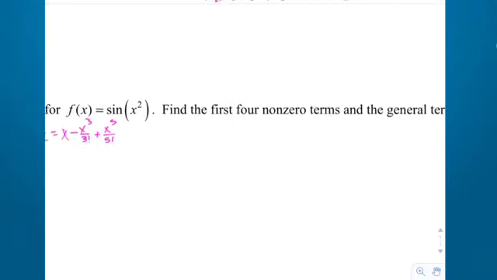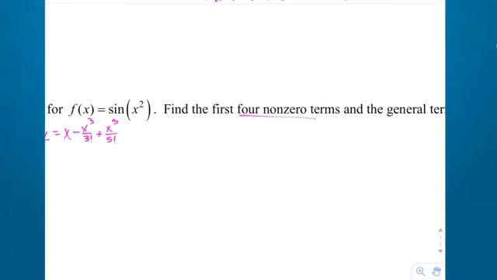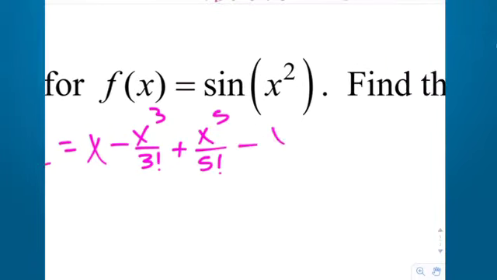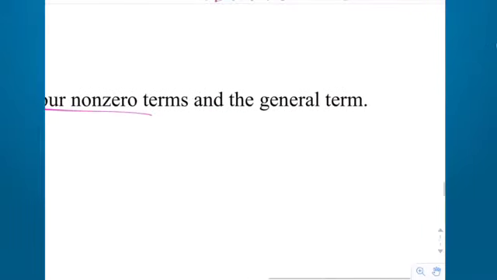Now it says find the first 4 non-zero terms. So instead of giving you the degree, they'll typically say how many terms. So that's 1, 2, 3. I need one more. So that's minus x to the 7th over 7 factorial plus, did it say the general term? Yes. Now you want to read very carefully because sometimes on the free response, it doesn't say give the general term. So you don't want to volunteer it if you don't have to, because you could only lose points if you have it there and it's wrong. But most of the time they do say to put it.